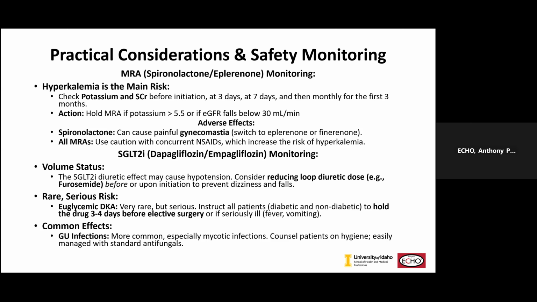Hold the MRA if the potassium is greater than 5.5 or if the eGFR falls below 30. Another kind of bummer adverse effect of spironolactone, more often in males than females, is that it can cause gynecomastia. Fortunately, there are other MRAs now that you can switch to, such as eplerenone and finerenone. And then also use caution with NSAIDs, which can increase the risk of hyperkalemia. I have yet to see a case where somebody's been on ibuprofen or an NSAID along with it, but it can happen. So just be aware of that.